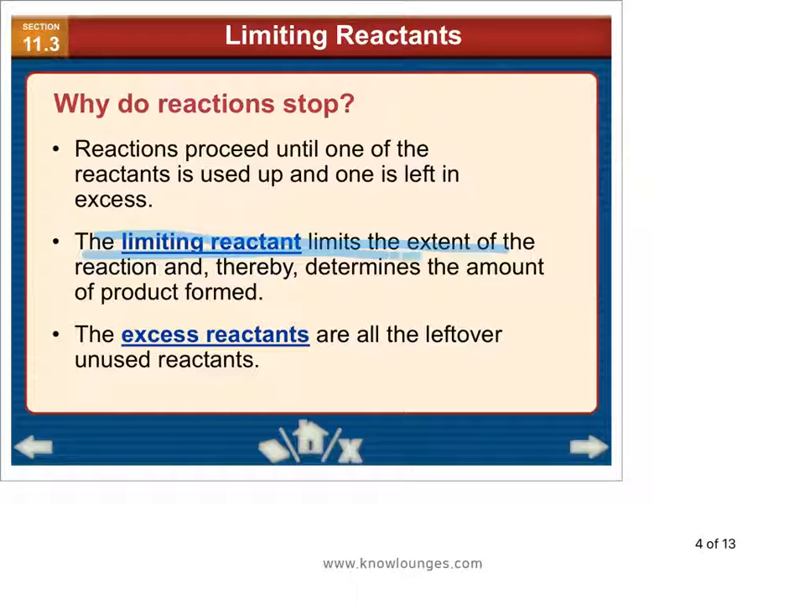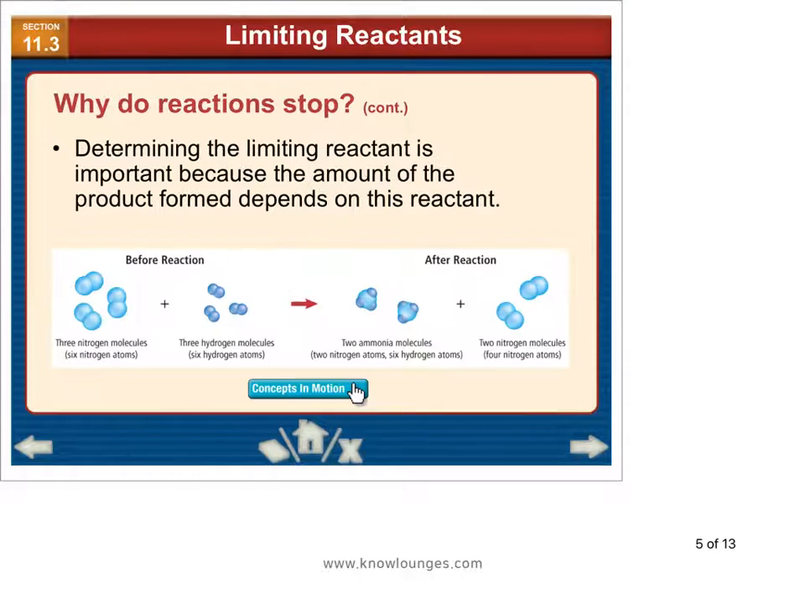So here's our definition for limiting reactant. Excess reactants are all the leftover unused reactants. Determining the limiting reactant is very important because the amount of the product formed depends on this reactant. In this little example, we have three nitrogen molecules, three hydrogen molecules, and we form two ammonia molecules, plus we have a little bit of nitrogen left over. So the limiting reactant would have been hydrogen. The excess reactant would have been nitrogen. So: limiting, excess.